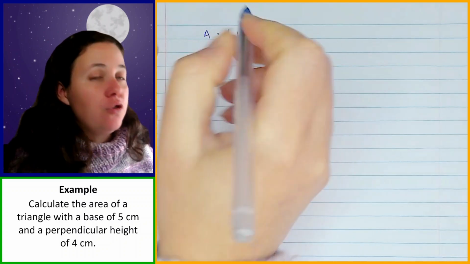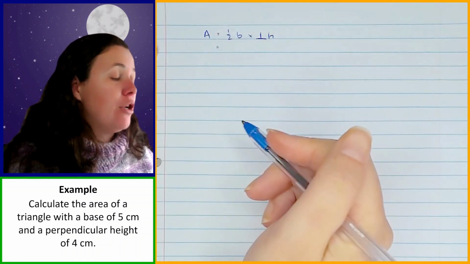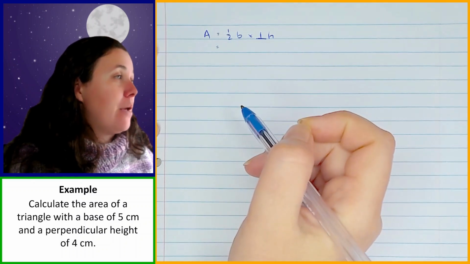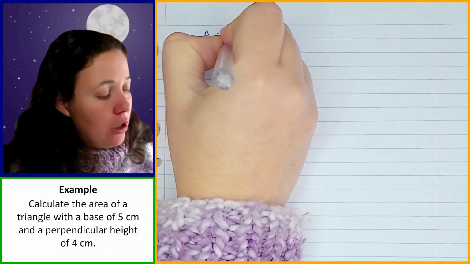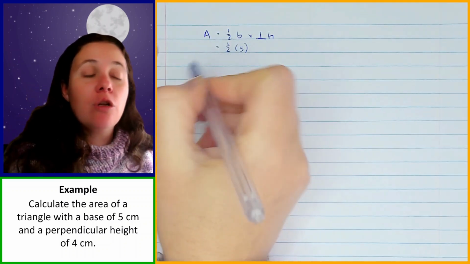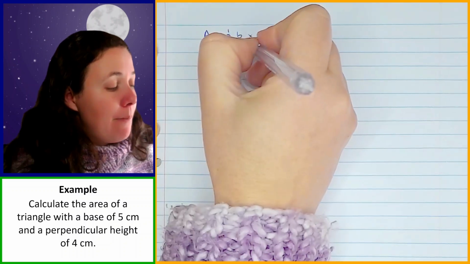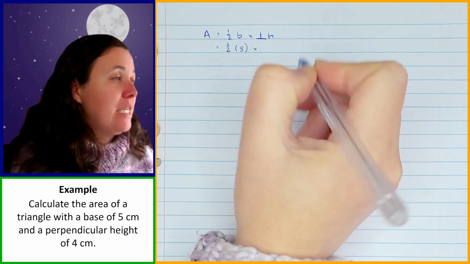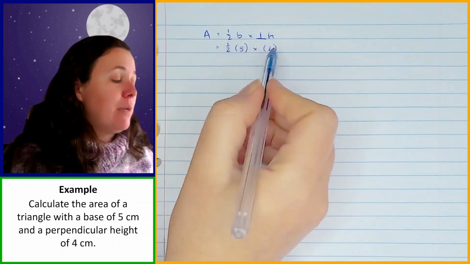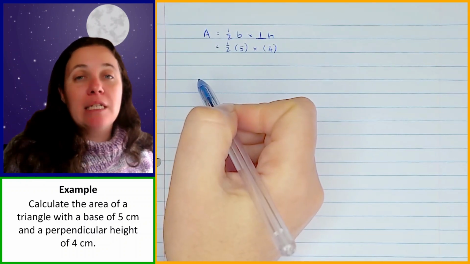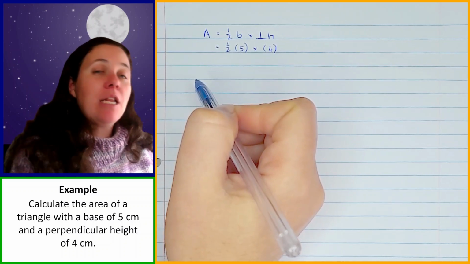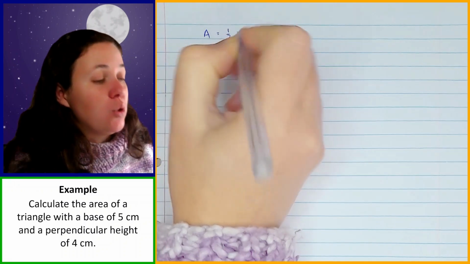So the very first thing you do is you write down your formula. Then you substitute your values into the formula. In this case, I have a base of 5 centimeters, so it's going to be half multiplied by 5, and I put that in brackets. Remember, when we're doing substitution, we put the values in brackets. Multiplied by the perpendicular height, which is 4 centimeters. That also goes in brackets like that. So now I've done my second step. The first step is to write down the formula. The second step is to substitute the values into the formula. And then the third step is to simplify, to work it out.